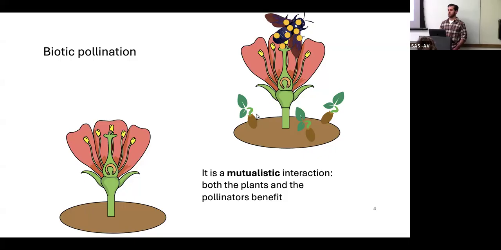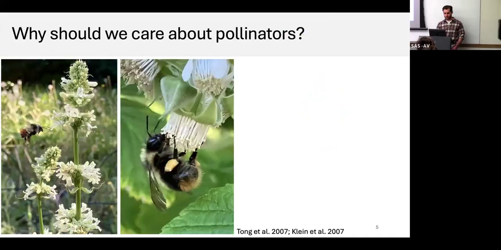The plant is gaining enhanced reproduction, and the pollinators are getting that pollen and nectar from the flowers that also aids in their survival and reproduction.